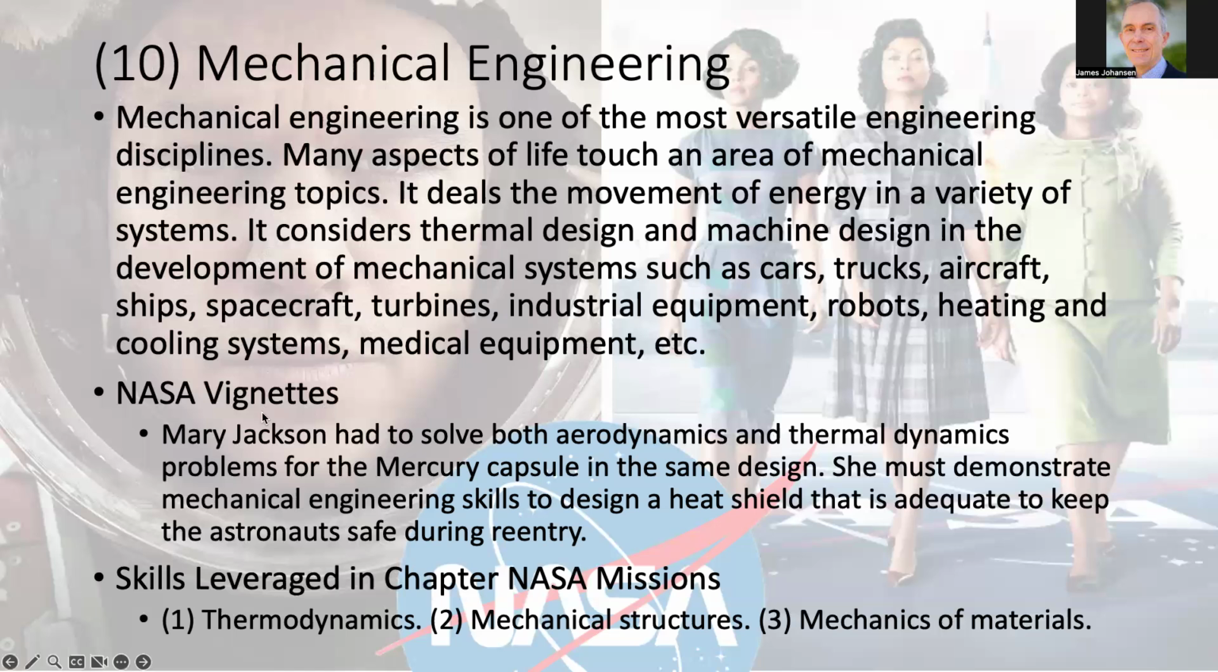And so for a vignette, Mary Jackson is a great example. She had to solve both aerodynamics and thermodynamic problems for the Mercury capsule in the same design. The thermodynamics is the main component here. She must demonstrate mechanical engineering skills to design a heat shield that is adequate to keep the astronauts safe during re-entry. What are the skills? Thermodynamics, mechanical structures, and mechanics of materials. And so those are examples of things that are relevant.